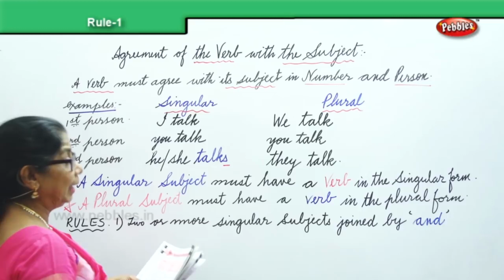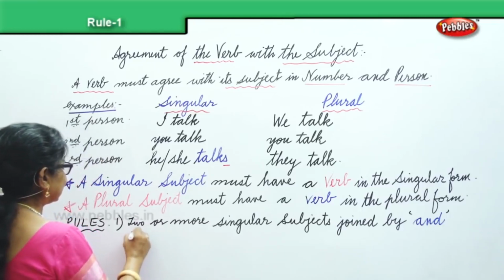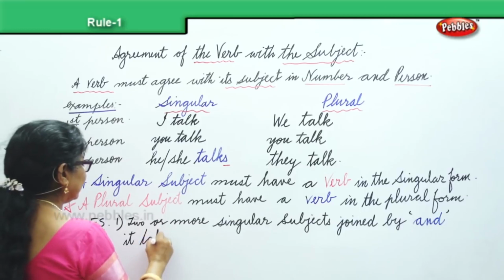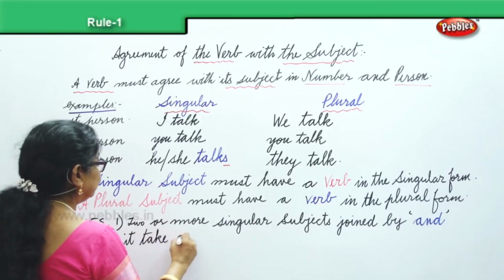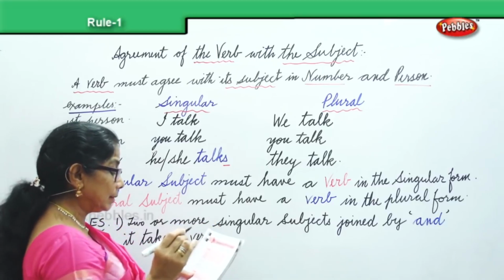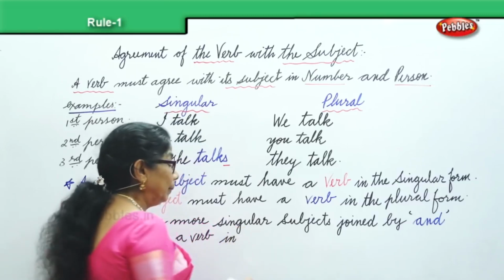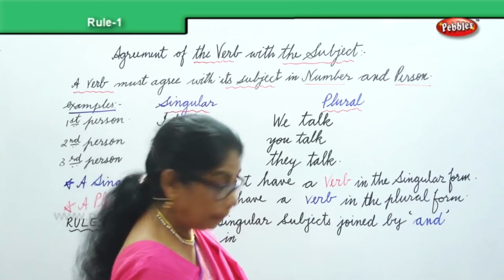Take a verb in plural. Then what happens? It takes a verb. Now what happened to the verb here? It takes a verb in plural. The verb is in plural.